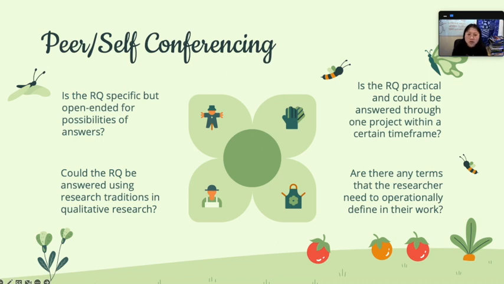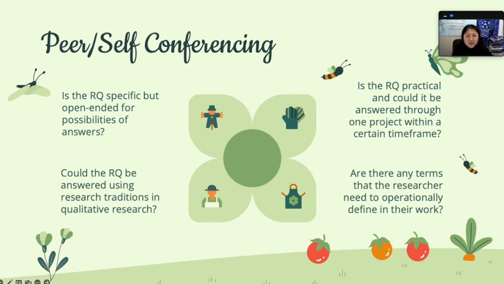Is the research question specific but open-ended for possibilities for answer? So if you wrote down something like, does 7th graders like doing homework when they go home? Something like that. Then the answer to that question is yes or no, right? So that's not very open-ended. So really wordsmith your research question so it's open-ended and it's open for possibilities and of different answers.